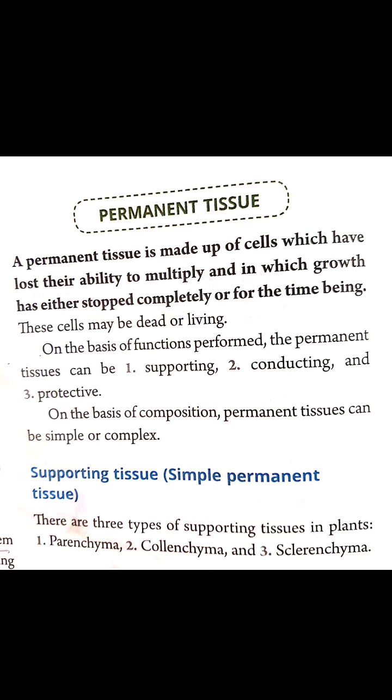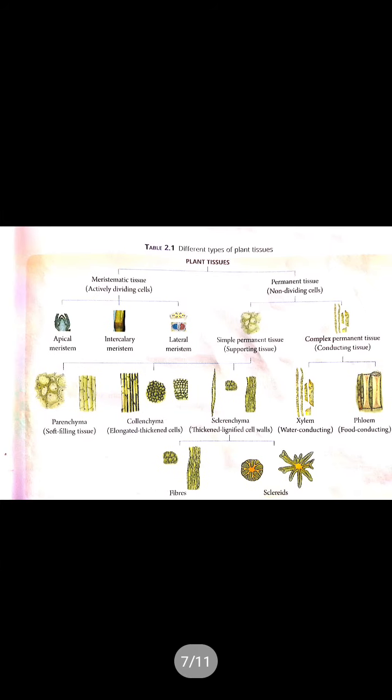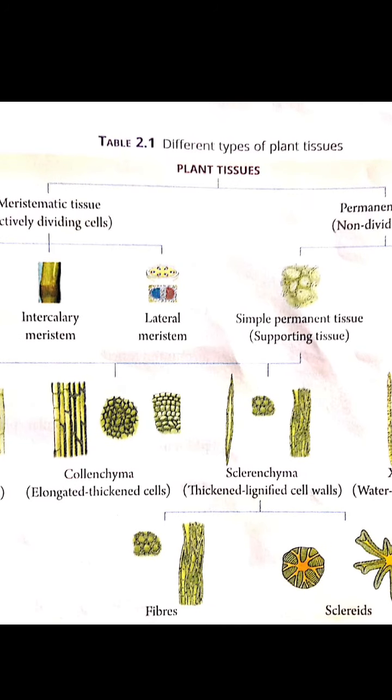Okay, so in the case of supporting tissue, the permanent tissue is of three types: parenchyma, collenchyma, and sclerenchyma. Yes, you can see here parenchyma, collenchyma and sclerenchyma. Now I want to give you the different types of plant tissues. Just look at a glance.